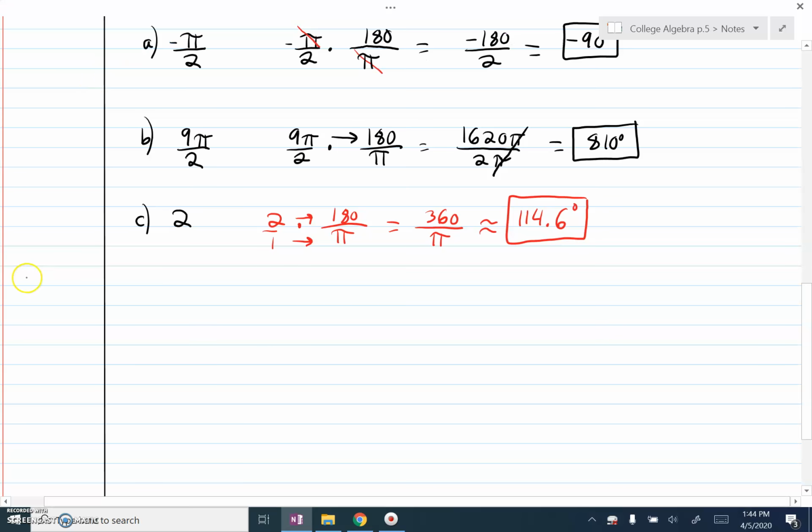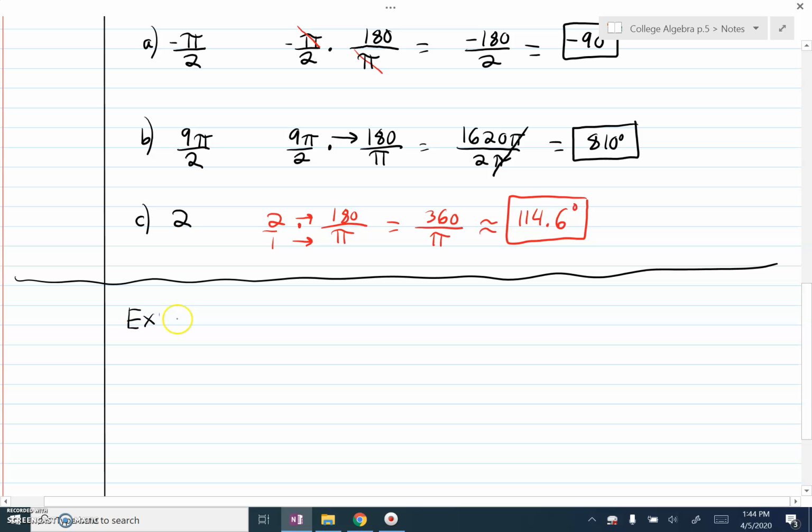One other thing I do want to show you that will come up in the future, I don't think it's on any of the homework assignments for today, is converting to decimal measurements. So we'll look at this real fast. You might have seen this before, but maybe not. We won't see it that often in trig, but slightly. So convert to decimal measure.